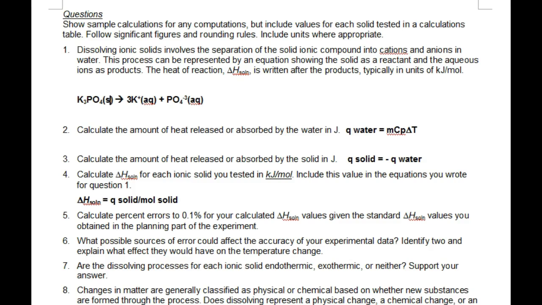So if you added, say, 50 mL of water, you'd multiply that by the density to get the mass of water that you added. I would definitely include the mass of the solid that you added, because that too would have been part of your mixture, and that's basically what we're using the water to determine.